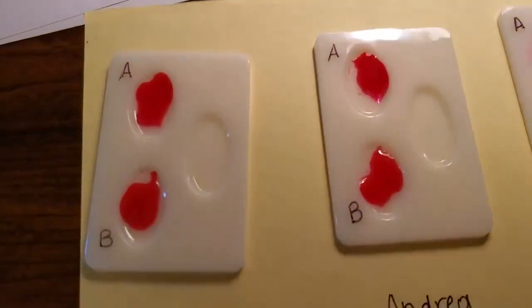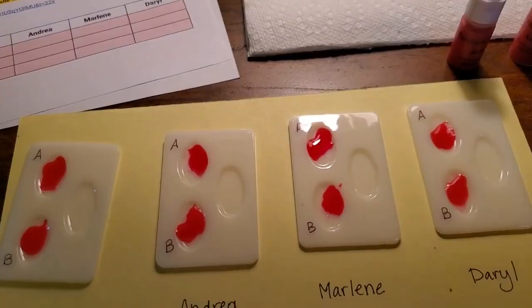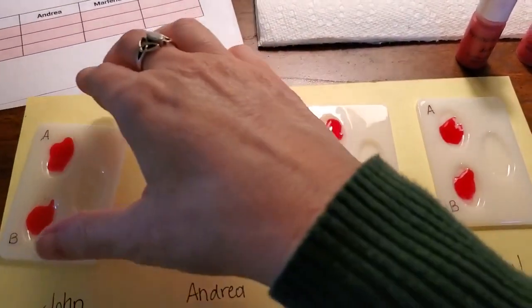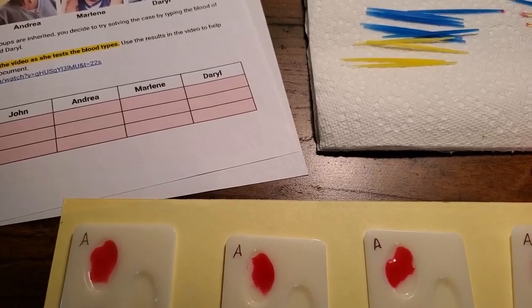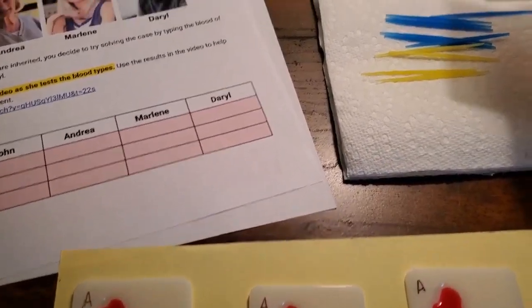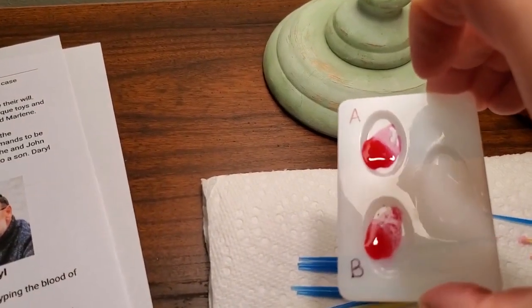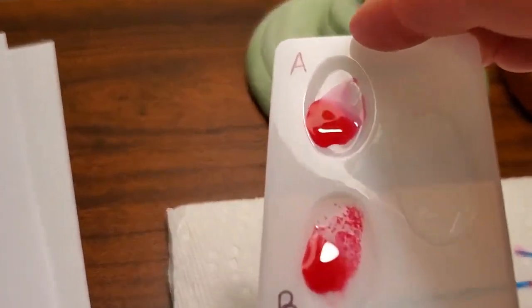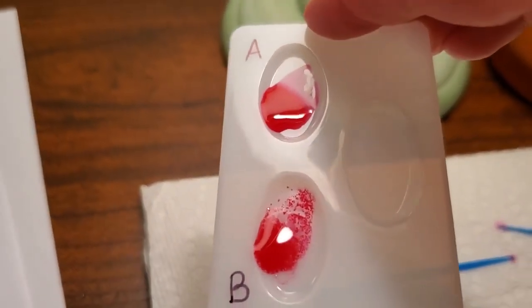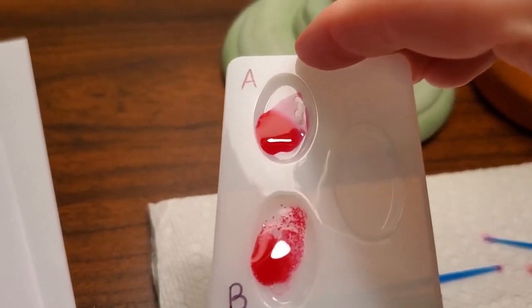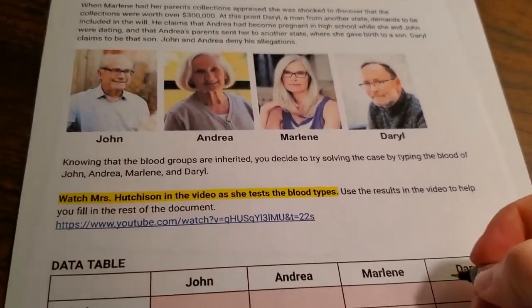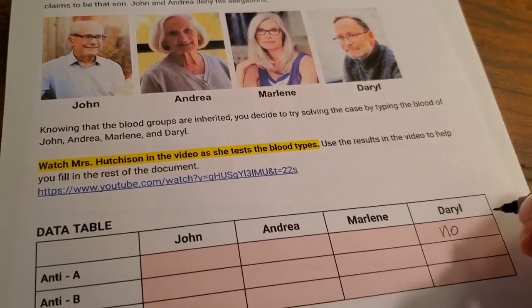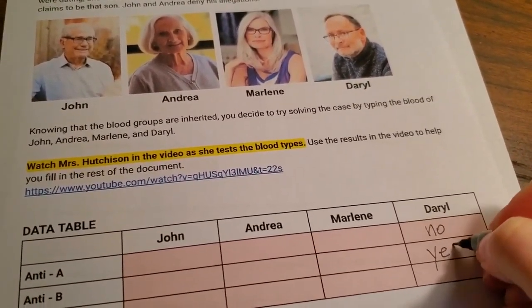Now, it doesn't look like much has happened right away. They've sat for just a few seconds, and it's hard to see just from here if you have any of the kind of clumping. So if I lift this up to the light and move it around, now you can see that in the B well, there is this clumping that's happened. So for Daryl, he does have B antigens in his blood. So in your chart, for Daryl, for the antigen A, no, he did not have any. But for B, yes, he did.